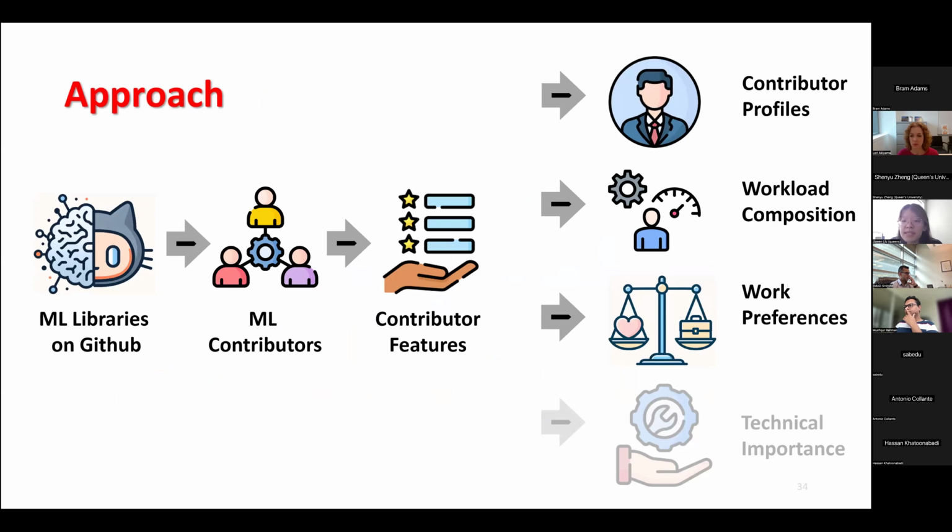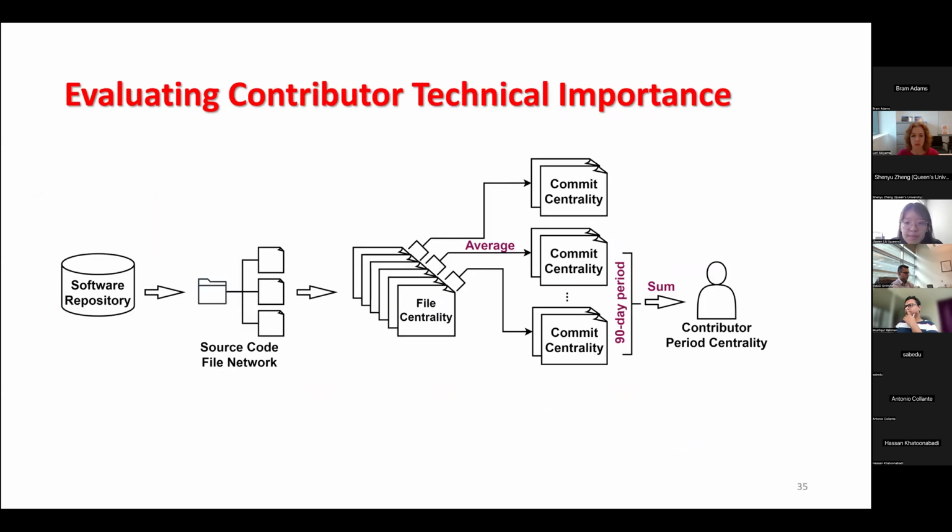And lastly, we study the technical importance of the contributors in each profile. So this shows how we measure the technical importance. We first build a graph or a network of the repository for each project, where the folders and the source code files are nodes, and the relationship of a folder containing a file as edges. And since eigenvector centrality is very commonly used to measure the importance of a node in a network, here we use eigenvector centrality to measure the importance of each source code file in the project.